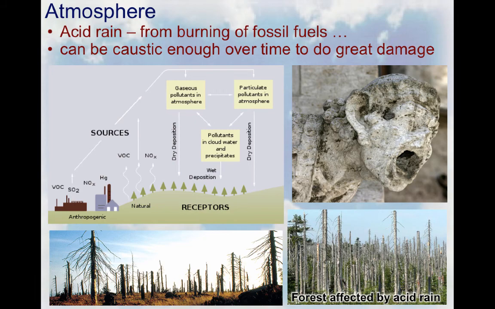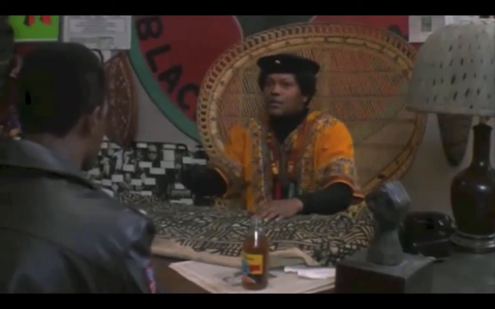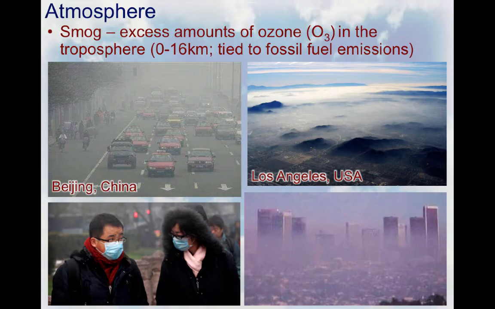Smog can occur where there are excess amounts of ozone in the troposphere, which is the part of the atmosphere between 0 and 16 kilometers up. Now, smog is not tied to geography. It is caused by human releases of fossil fuels through car emissions and industrial activity. Today, the worst instances of smog occur in cities within many of the newly industrialized countries, such as Thailand or China.